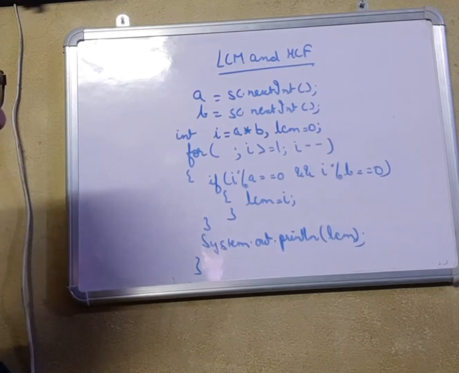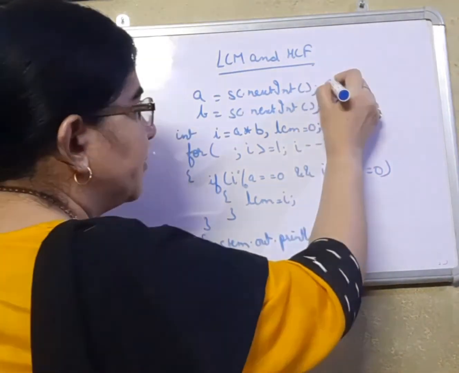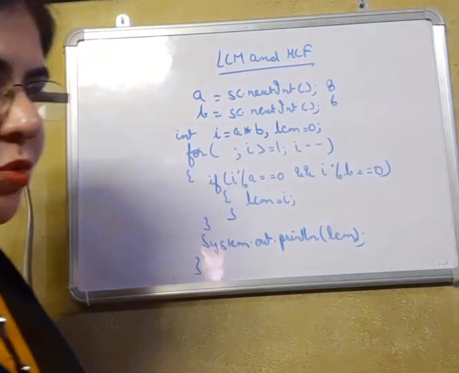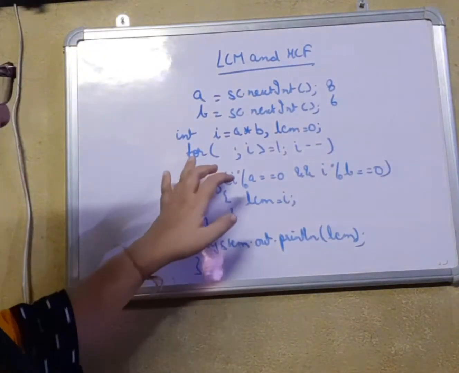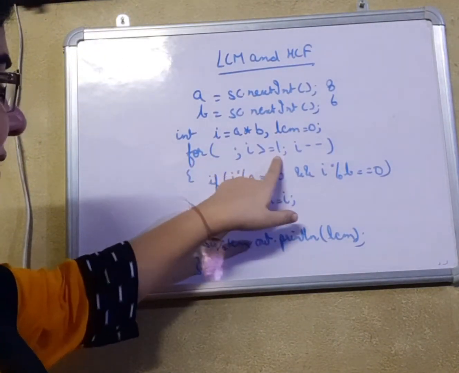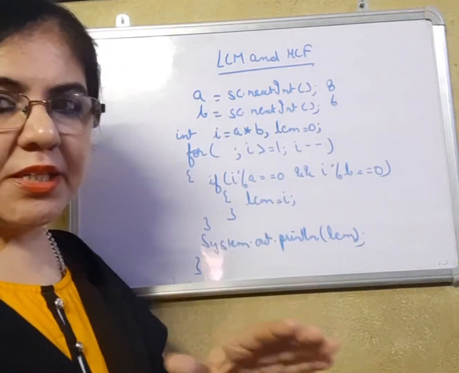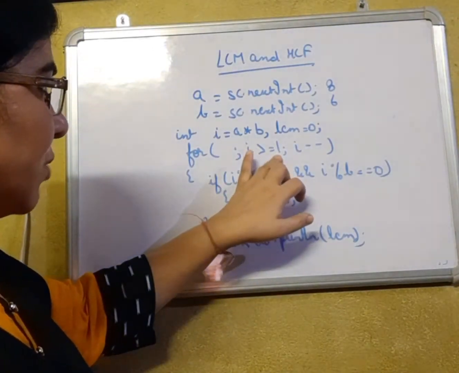What is this logic doing? Suppose we are taking two numbers A and B as 8 and 6. So I is equal to A into B, which is going to take 48, as 8 into 6 is 48. We are going to check if 48 is greater than equal to 1. This loop is going to work till I decreases and becomes 1. So 48 is greater than equal to 1 is a true condition.